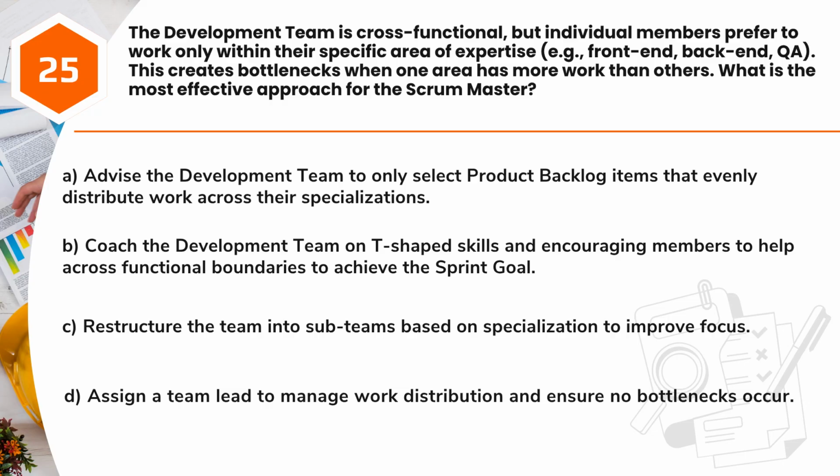A. Advise the development team to only select product backlog items that evenly distribute work across their specializations. B. Coach the development team on T-shaped skills and encouraging members to help across functional boundaries to achieve the sprint goal. C. Restructure the team into subteams based on specialization to improve focus. D. Assign a team lead to manage work distribution and ensure no bottlenecks occur.